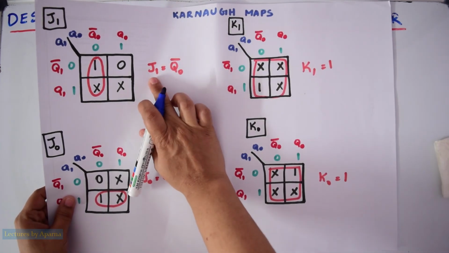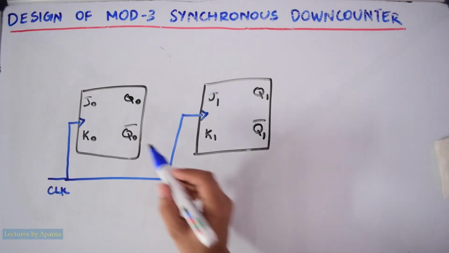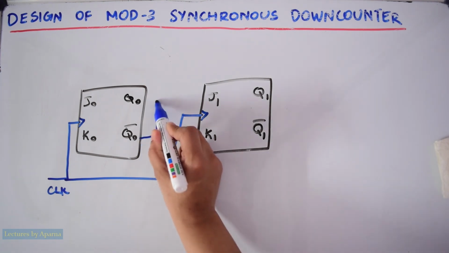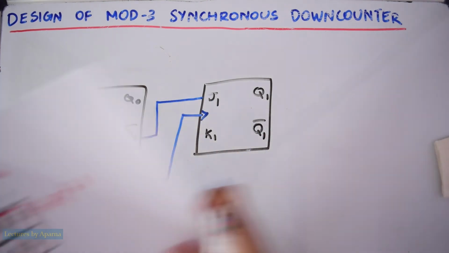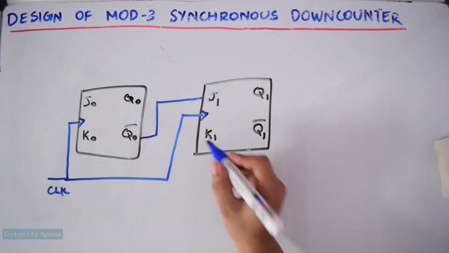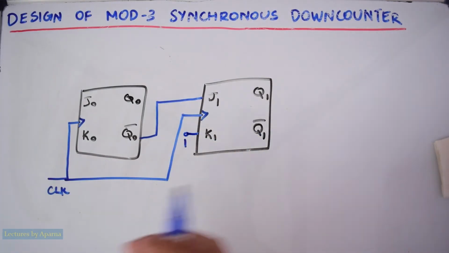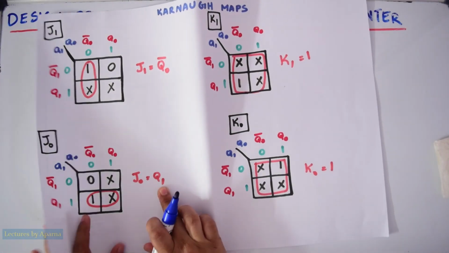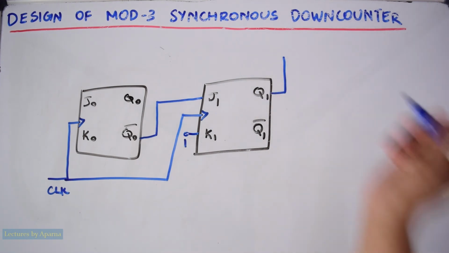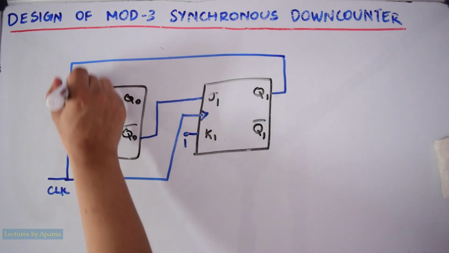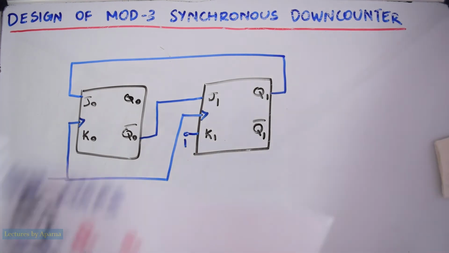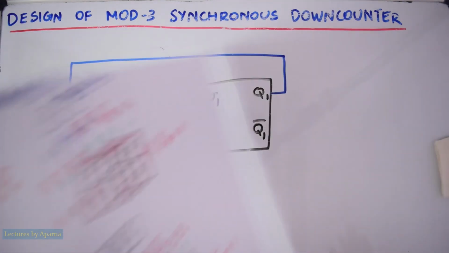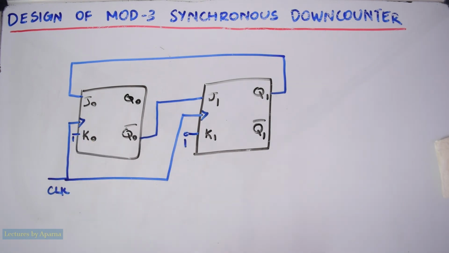Now looking at the Karnaugh map, we have to do the connections. At J1, the connection is going from Q0 bar. So Q0 bar is here. From this, connection will go to J1. Next, to K1, 1 is connected. So 1 is connected here. To J0, connection is going from Q1. So from Q1, the connection will go to J0 and then at K0, 1. So 1 is connected here. So this is the circuit diagram of mode 3 synchronous down counter.